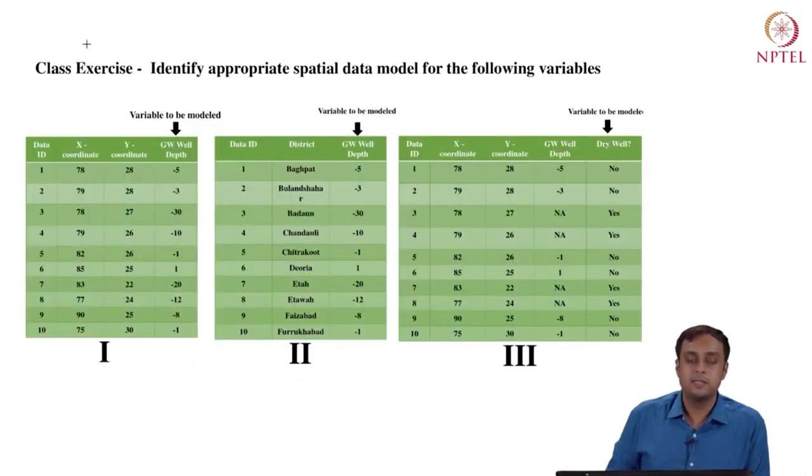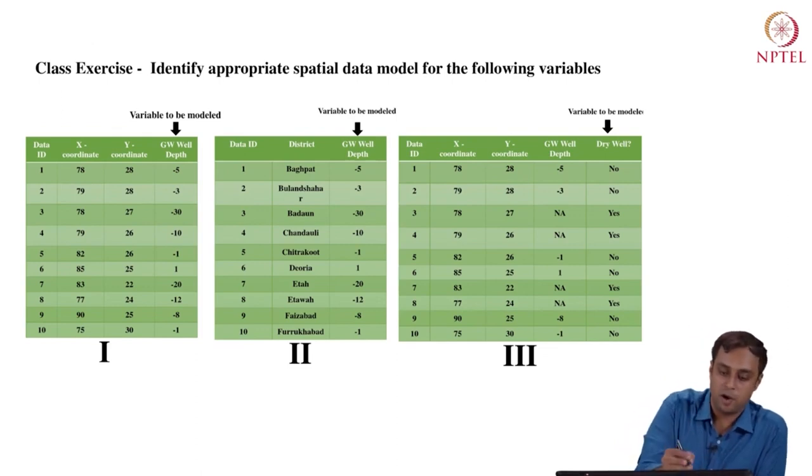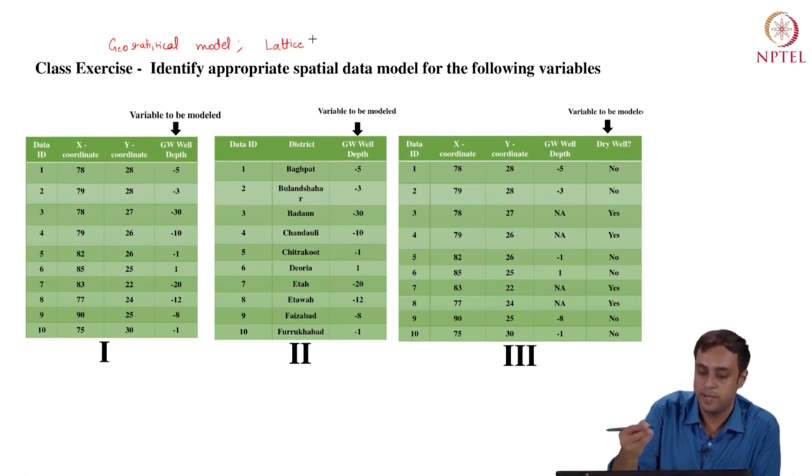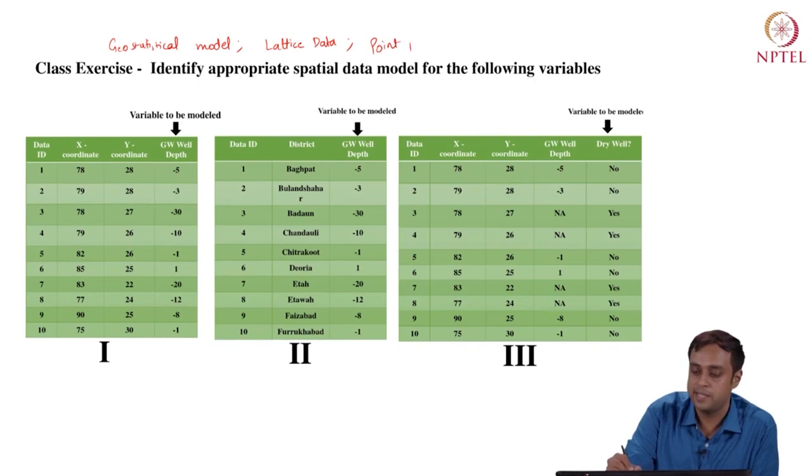So here we are. This is the exercise from towards the end of the previous lecture, where I wanted you to identify the appropriate spatial data model for the following variables. Remember, we have three models. We have the geostatistical model, geostatistical data. We have the lattice data, which are more coarse administrative boundaries, remember? And finally, we have the point patterns data, where the points themselves are random variables.